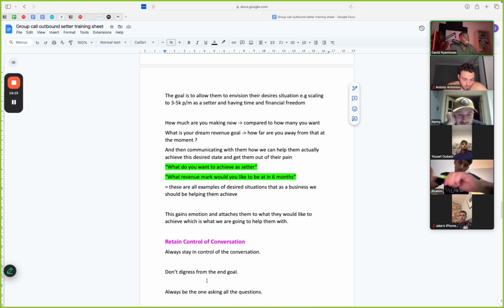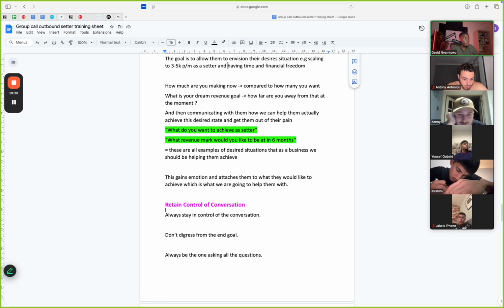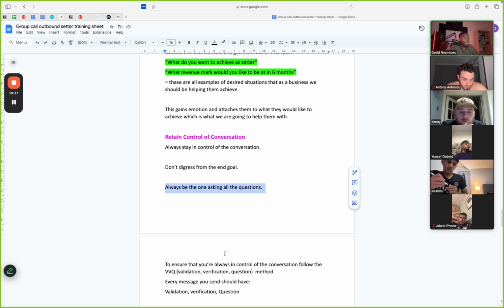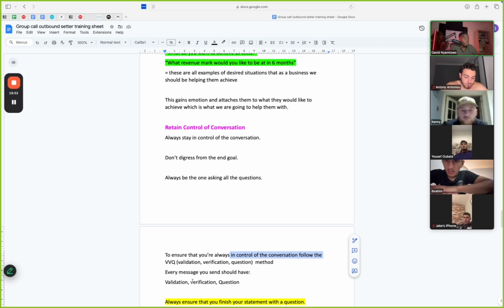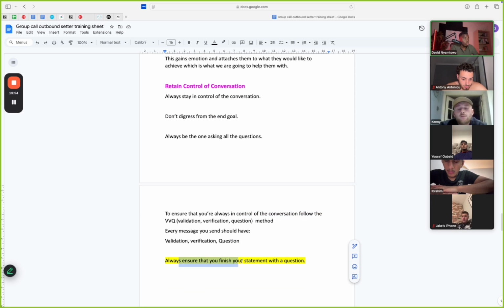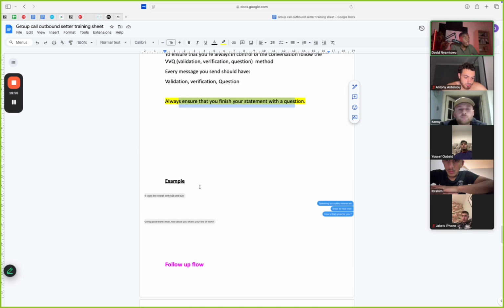Next thing is retaining control of a conversation. Okay, as an appointment setter, your core goal is to stay in control of a conversation, okay? You don't digress from the end goal. You always need to be the one asking the questions, and you also need to make sure you end it off with a question. So to ensure that you're always in control of a conversation, follow the VVQ method, okay? The validation, verification, question method. Every message that you send should have a VVQ, and you always want to finish your statement with a question, okay?